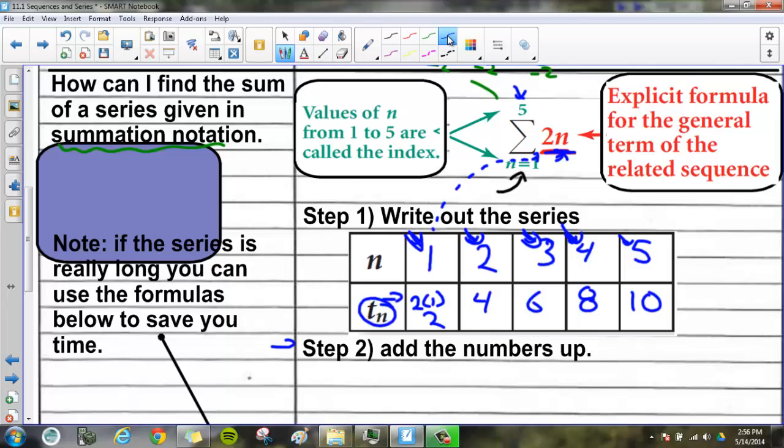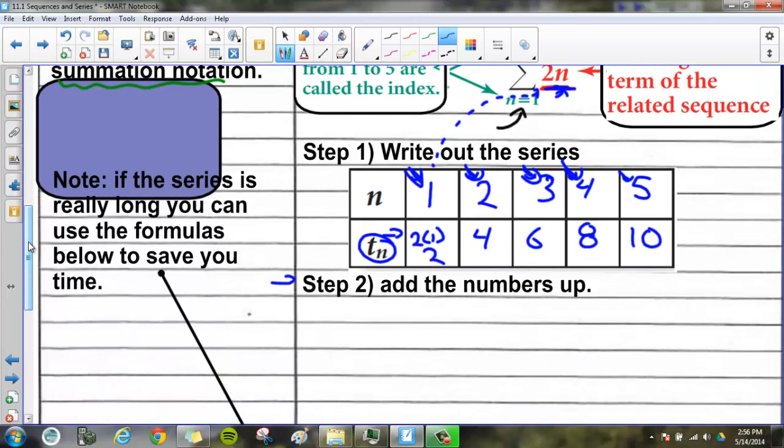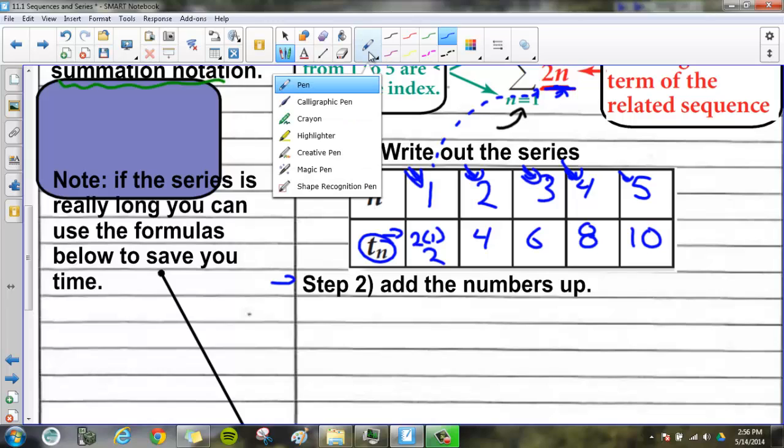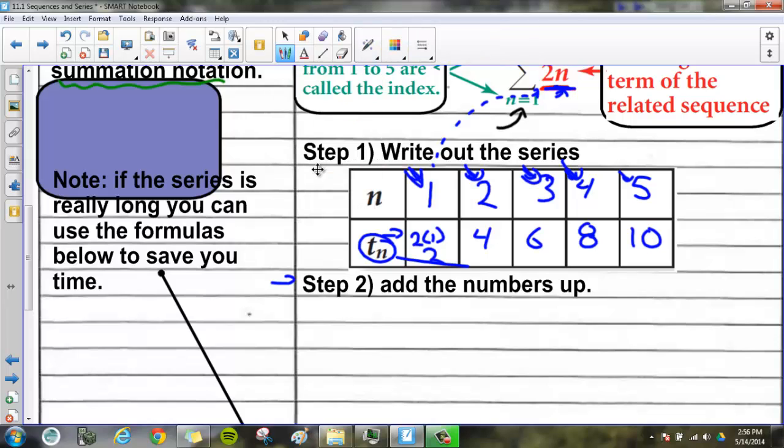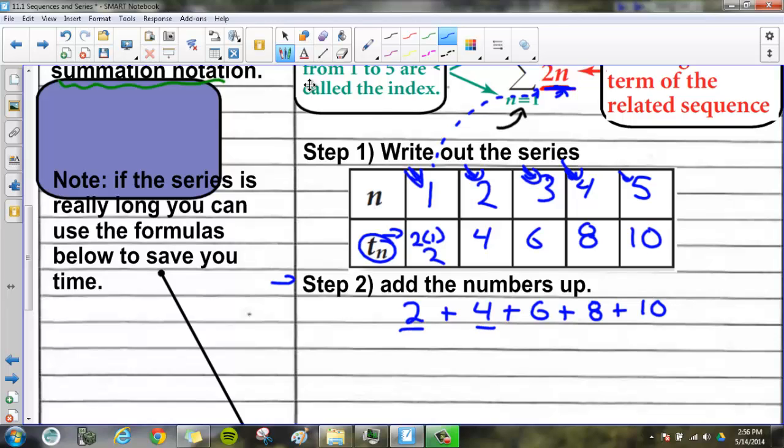Okay, so we plugged all those in. Now the next step is to take these values right in here. Okay, there's the magic pen. Take these values, and then we're going to add them all up, okay? So we have the 2 plus the 4 plus the 6 plus the 8 plus the 10. Now we're going to add them all up. Well, I know that 2 plus 4 is 6. And then 6 plus 6 is 12. And then plus 8 is 20. And plus 10 is 30. So our sum would be equal to 30.